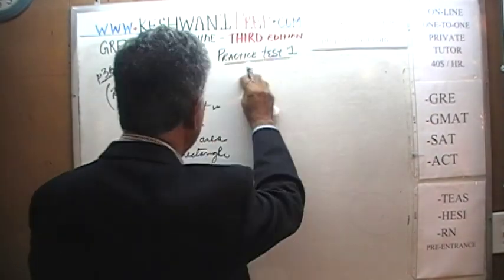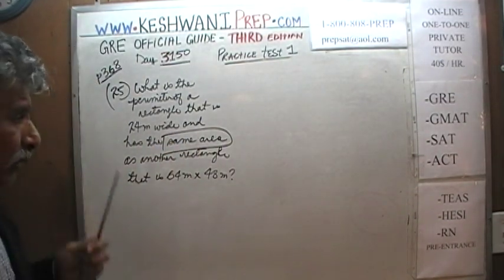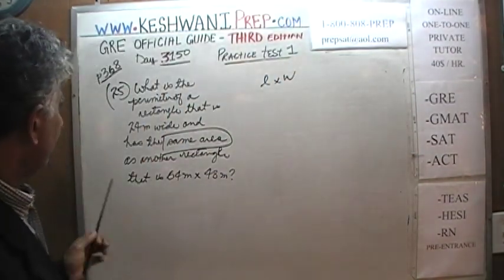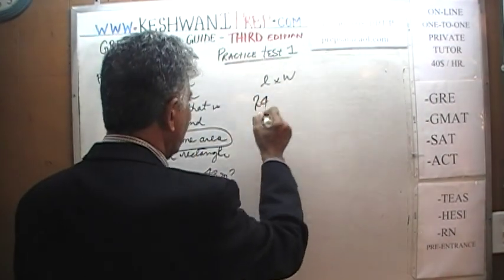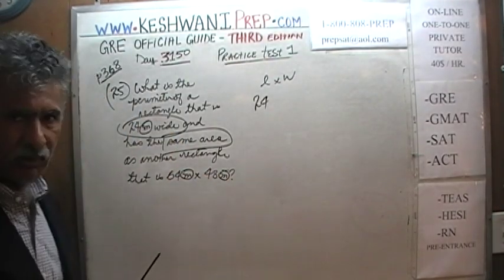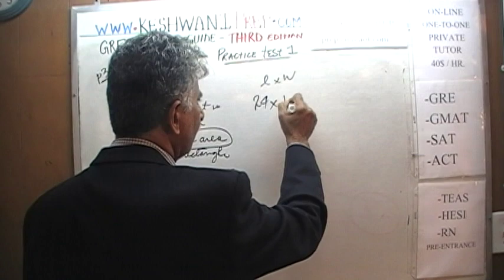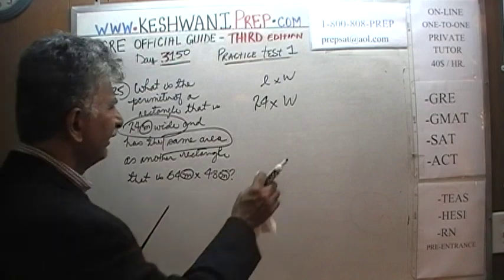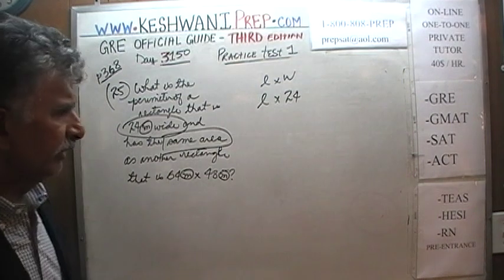So, we know that these two rectangles have the same area. How do you find the area of a rectangle? Area of the rectangle is simply length times width. The first rectangle we know is 24 meters wide. I'm not going to write the unit. You know they are all meters, so I'm not going to worry about the units. Width is 24 meters. It doesn't matter whether you call it the width or the length. It is the length that we have to figure out.